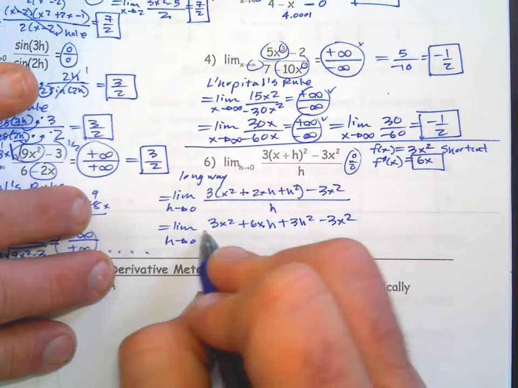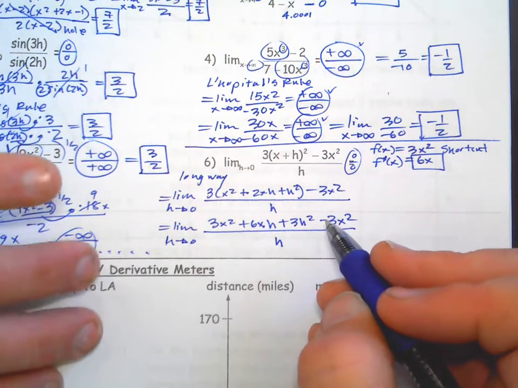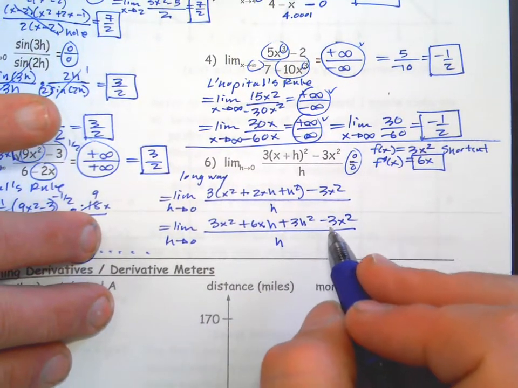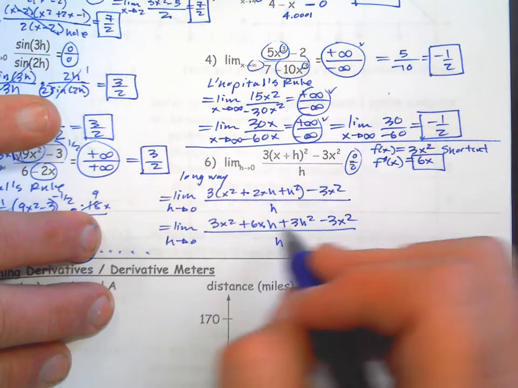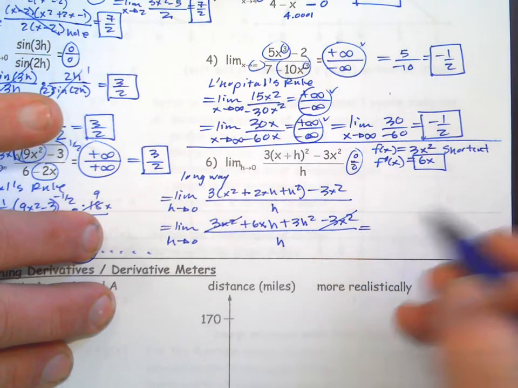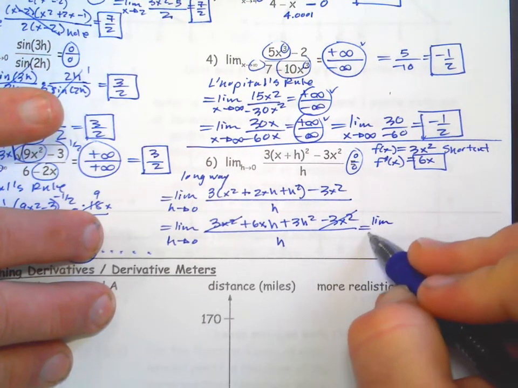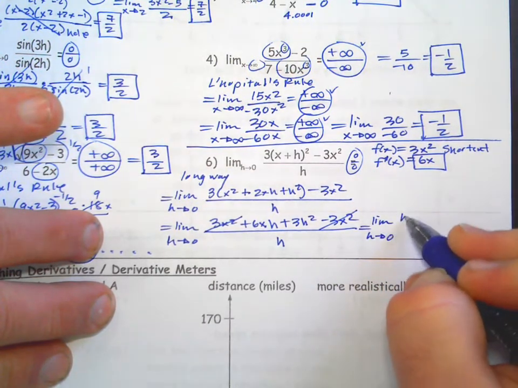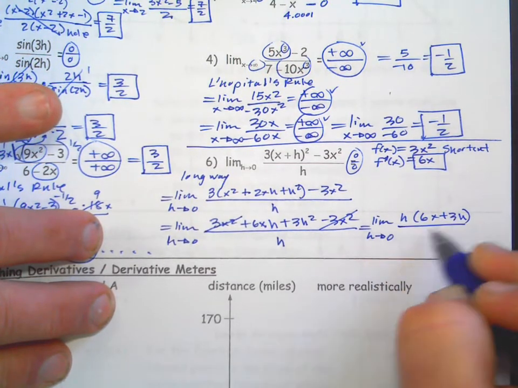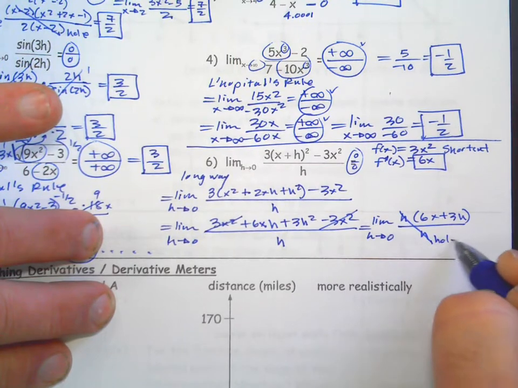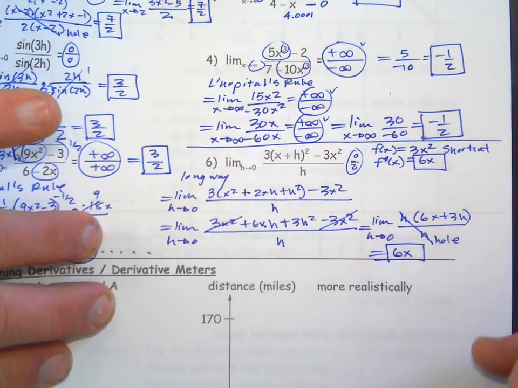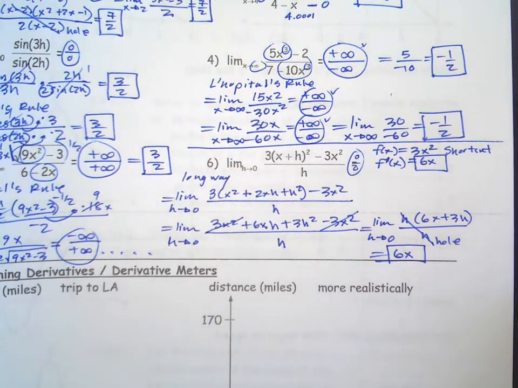Now, you know the hole is at h, so your only hope is to somehow factor h out of everything on the top. The only way that's going to happen is if there's an h in every term. Any non-h terms should cancel each other out. If they don't, then something's wrong. So I'm going to factor the h out. I'm going to have a 6x plus 3h left over inside over h. That's the hole. I'm going to reevaluate by plugging 0 back in, and guess what we get? 6x, same answer. That's good.